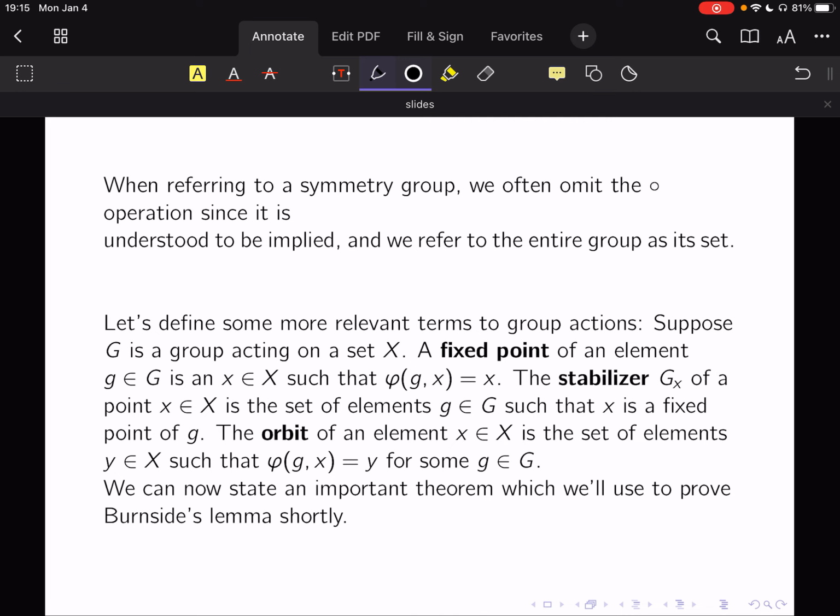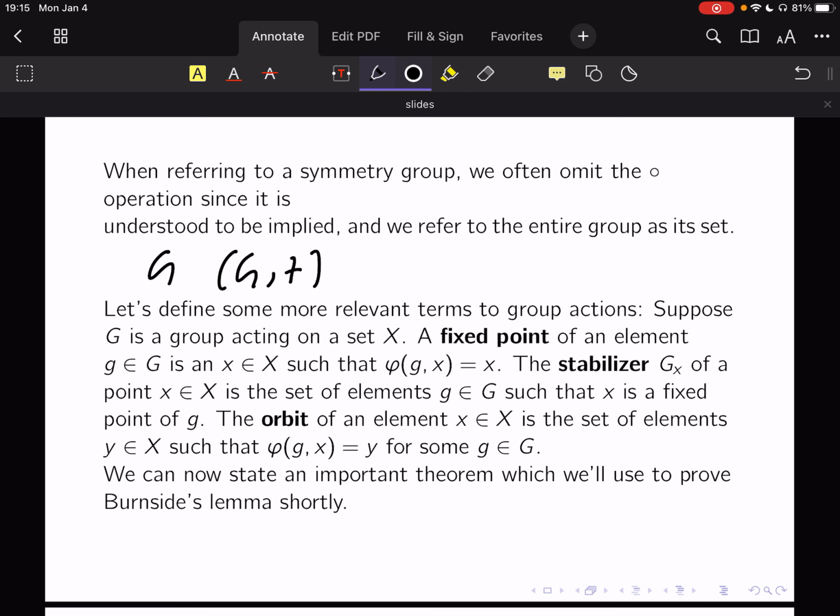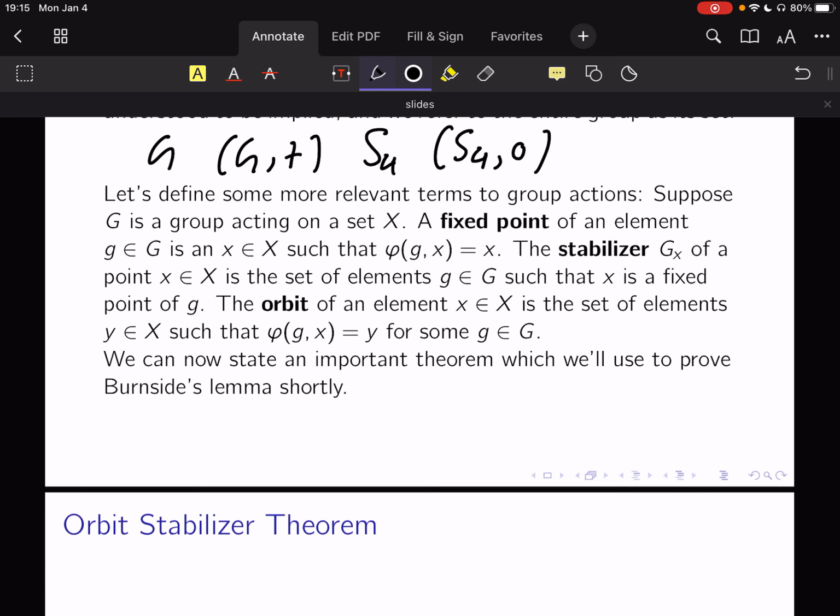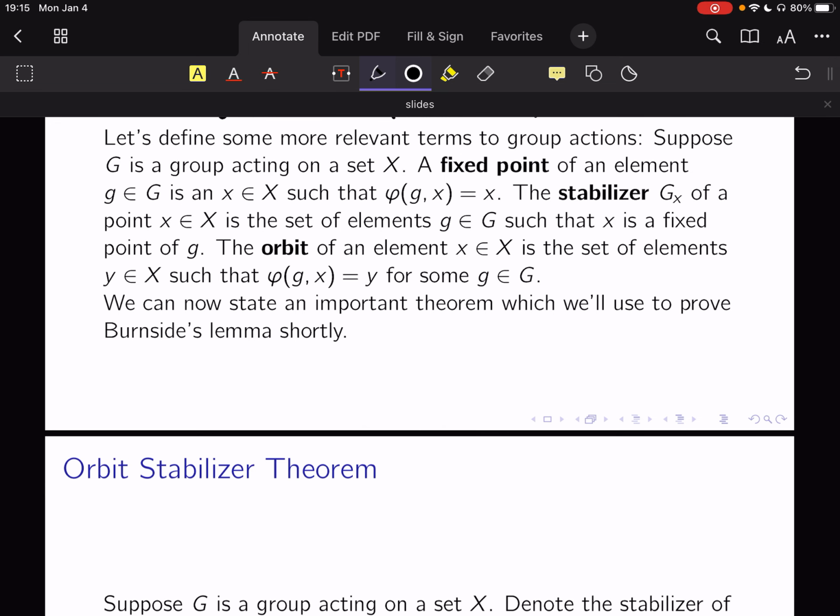So often we'll just call the group G instead of writing out G with the operation, or the symmetry group of graphs on 4 vertices, which we can denote by S4 instead of writing S4 and composition. So let's define some more relevant terms for group actions. Suppose G is a group acting on a set X.